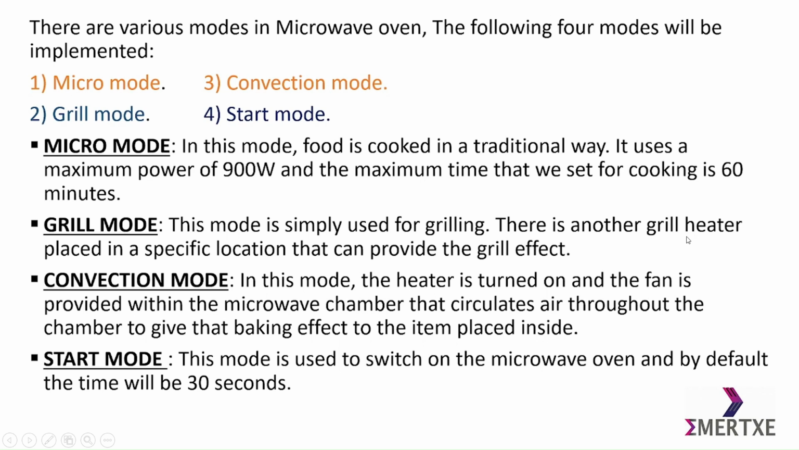Convection mode. In this mode, the heat is turned on, and a fan within the microwave chamber circulates air throughout the chamber to give the baking effect to the item placed inside. The last one is start mode. This mode is used to switch on the microwave oven, and by default the time will be set to 30 seconds.